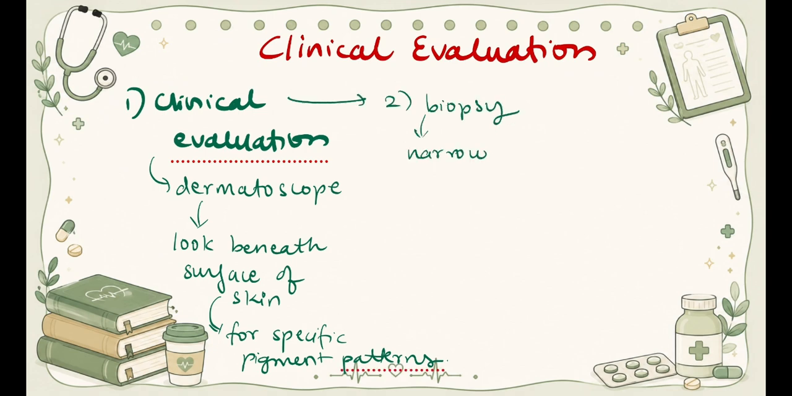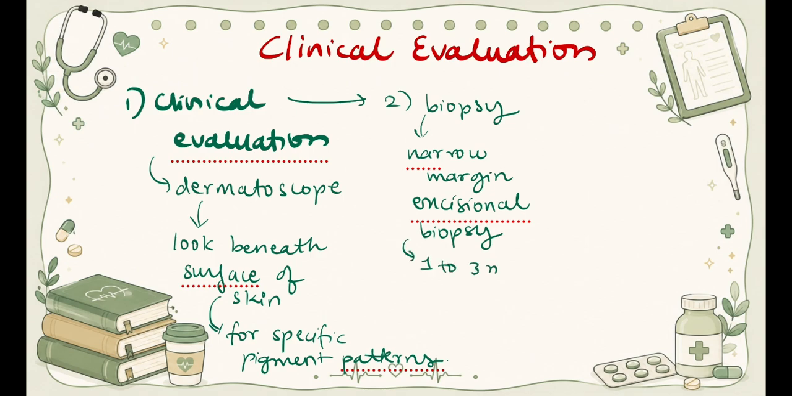Step 2 is the biopsy. This is the absolute gold standard for diagnosis. The doctor performs a narrow-margin excisional biopsy. They surgically remove the spot along with a tiny 1 to 3 millimeter border of normal skin. This careful cutting preserves the architecture of the cells.